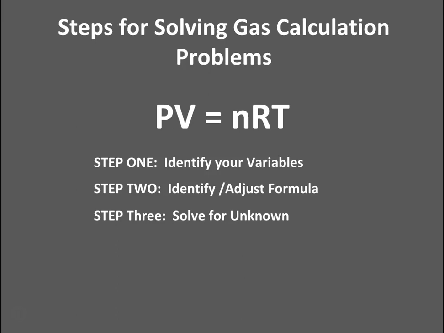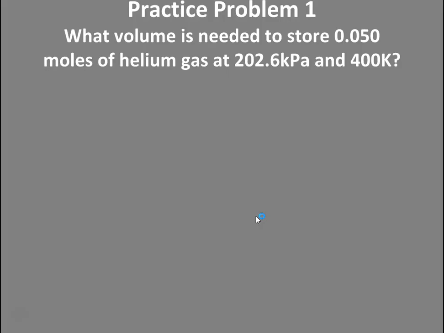Now that you have the combined law and the ideal, you need to know when to use the combined and when to use the ideal. There's no adjusting of the ideal gas law formula, so that part doesn't apply. That only applies to combined, and then of course we'll solve for the unknown. I have 2 problems for you. The first one is kind of a straight up problem, and then problem 2 kind of shows all the twists and tricks that we can add in to make it a little bit more challenging.